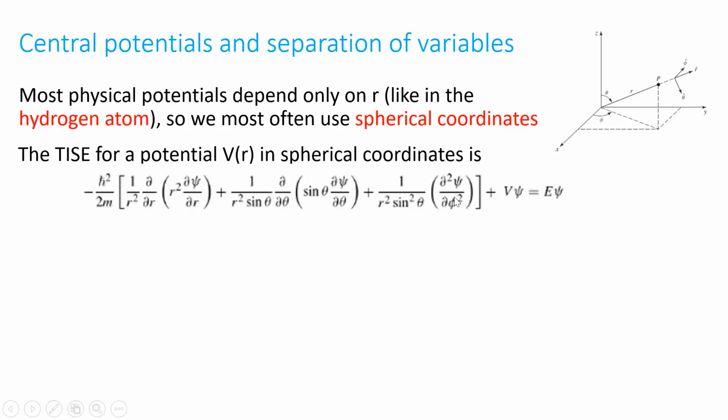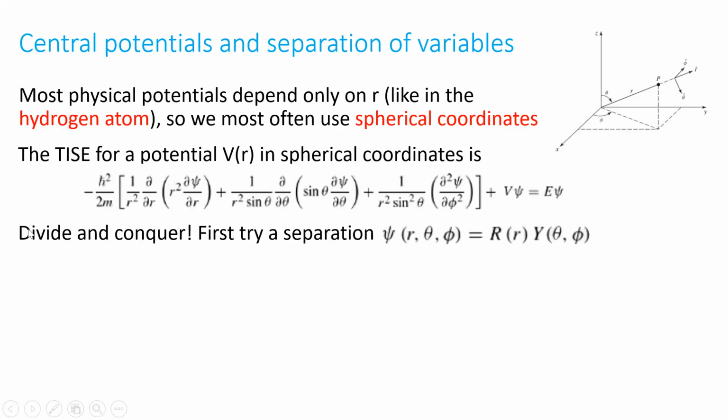So that's the time-independent Schrodinger equation. It's fairly involved, so we're going to have to be smart about the way we approach this, and that's part of what we're going to look at for the rest of this video. Divide and conquer: when in doubt, try separation of variables. We take this function psi, a function of r, theta, and phi, and divide it up into a function only of r, capital R of r, and a function only of theta and phi, capital Y. A radial function and an angular function.